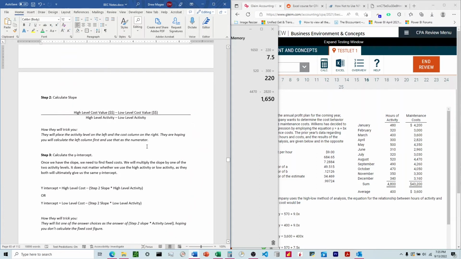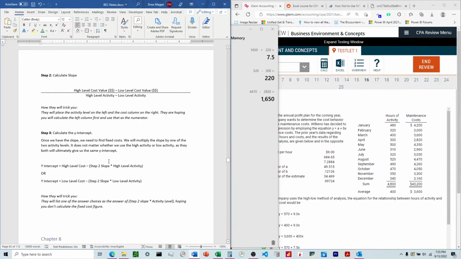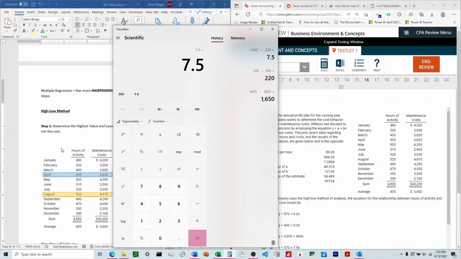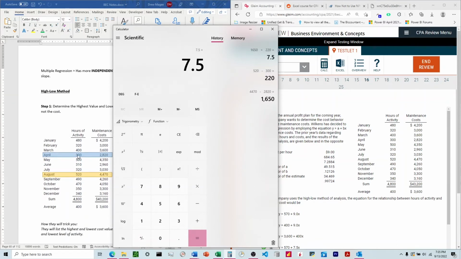Now on other problems, you'll see that they're hoping you stop right there on the second step. But for the third step, now we need to calculate that y-intercept. How to do this is we're just going to take the slope here and times it by one of these high-low line items. It doesn't matter which one. It can be the 520 or the 300. We're going to times it by 520 here. It gives us 3,900, and then we'll subtract the total cost here of 4470. And that gives us negative 570.